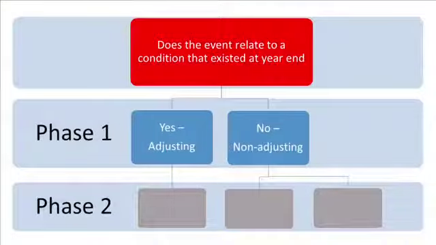After completing this, you should be able to correctly classify an event as adjusting or as non-adjusting, as well as correctly determine the appropriate treatment relating to each. The first phase for dealing with events after the reporting period is to decide if they are adjusting or non-adjusting. The second phase would be to determine the appropriate accounting treatment. We will address each phase later on.